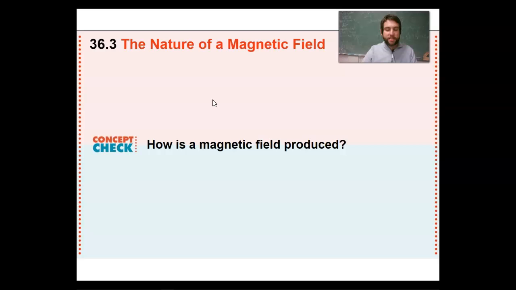Concept check. How is a magnetic field produced? Hopefully you can answer that by now.